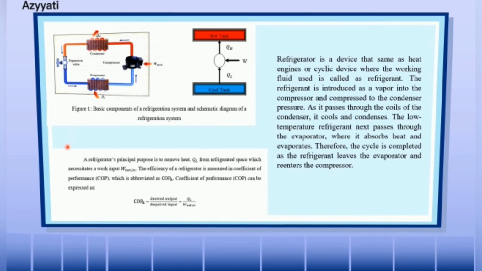A refrigerator's principal purpose is to remove heat from the refrigerated space, which necessitates a work input. The efficiency of a refrigerator is measured by the coefficient of performance, COP, which is abbreviated as COP_R. The formula used is COP_R equals desired output over required input, equals QL over W_net,in, where QL is the magnitude of the heat removed from the refrigerated space at temperature TL, W_net,in is the net work input to the refrigerator, and QL is a positive quantity.